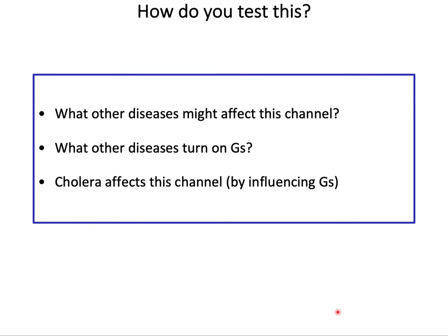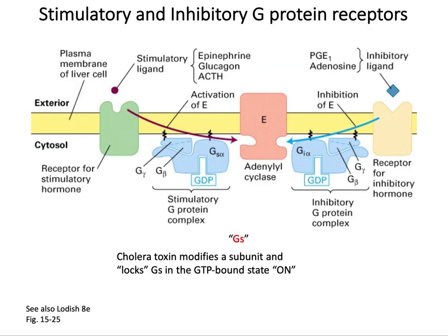And so you have to ask the question, is there any infectious disease that might affect the CFTR channel? Or more specifically, is there any infectious disease that might influence signaling from stimulatory G proteins, which in turn would influence the function or activation of the CFTR channel? And in fact, we talked about this in the first part, and that's cholera. So cholera toxin can affect stimulatory G proteins.